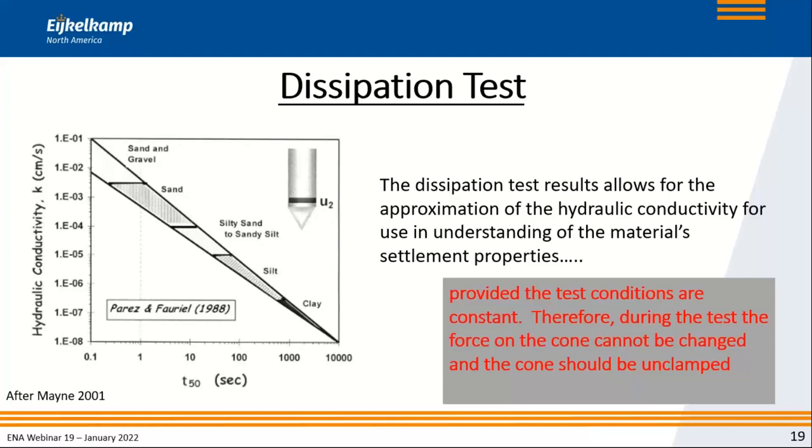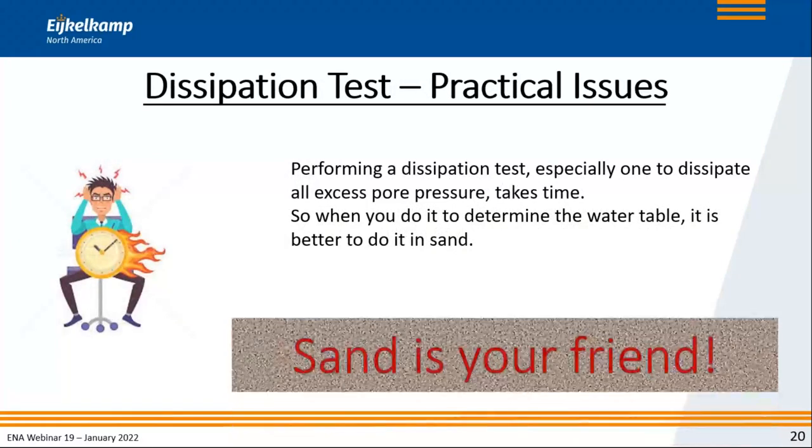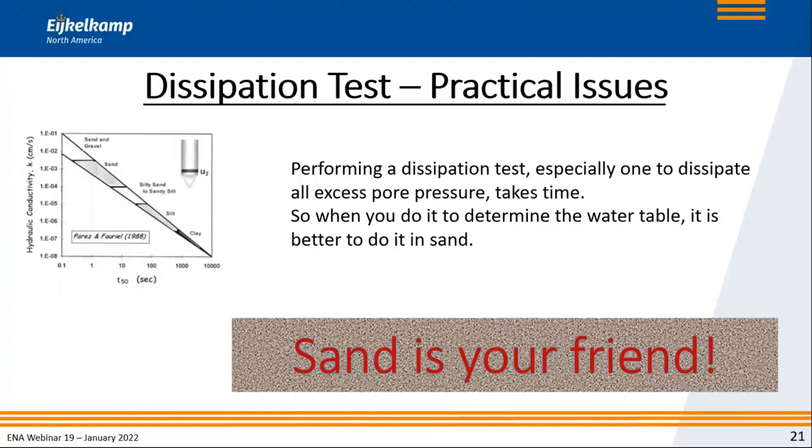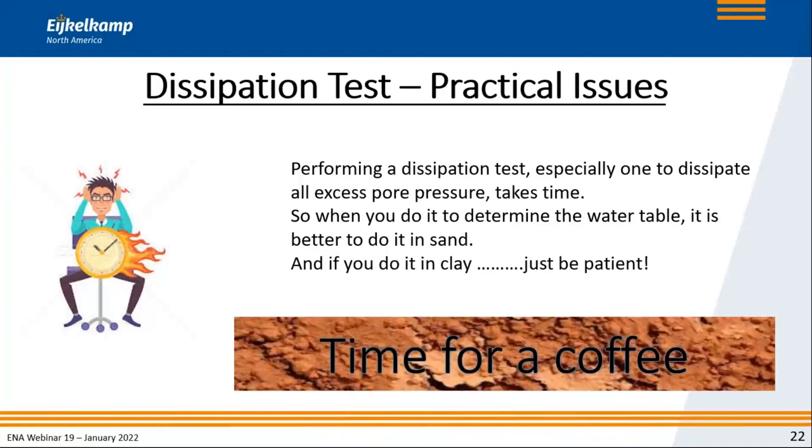Important to know, though, that you should not change anything during that dissipation test. So that's why you unclamp your cone, so that you don't get any pressure change on the whole thing, and just let the filter element work. And then something I've told you before: if you have to do a dissipation test to figure out where the water table is, do it in sand, because sand is your friend. It really doesn't take that much time. If you decide to do it in clay, well, you better just go get a coffee and be patient, because it could take quite some time, and then don't get all upset, because it just takes time.